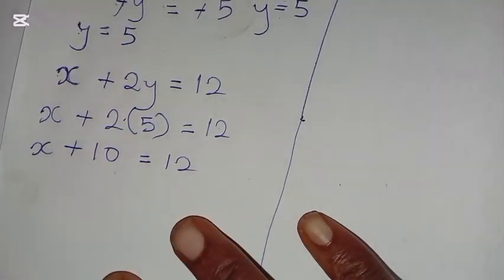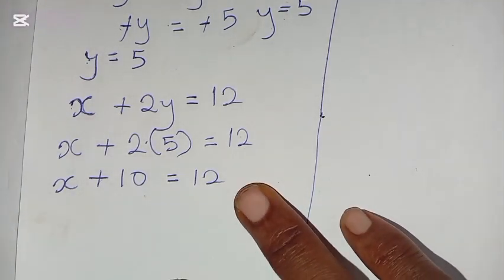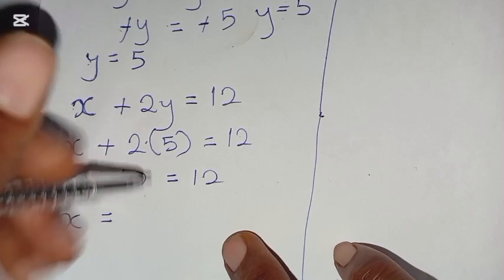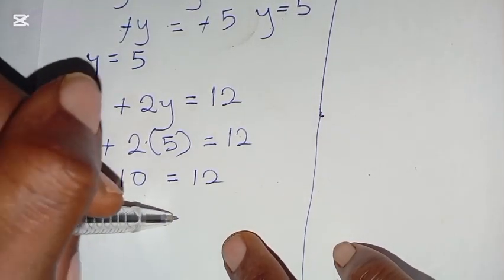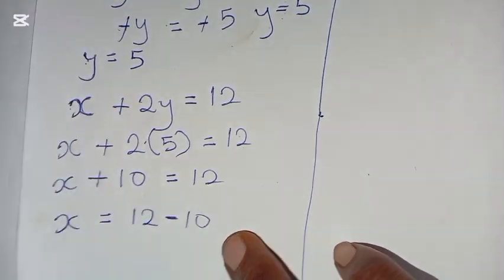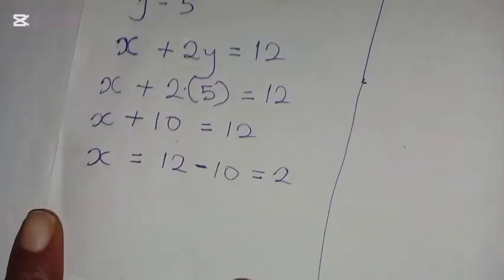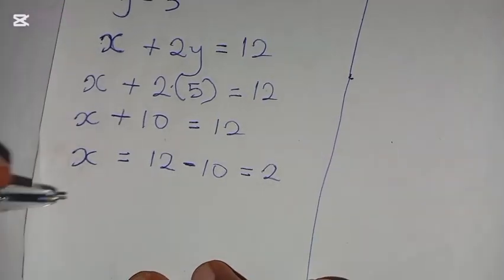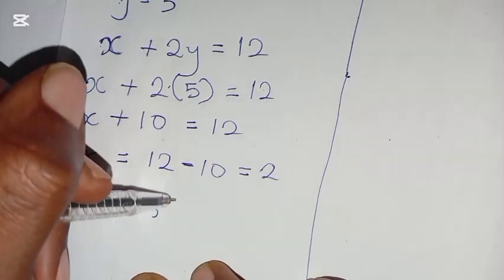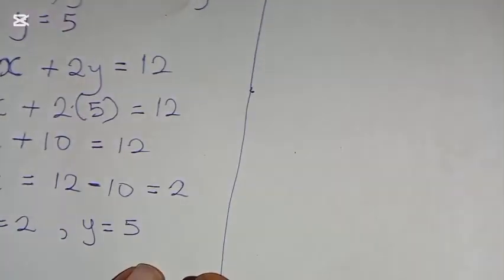So it's not that hard. Then what we're going to do now is we'll move 10 to the other side, so it subtracts from this 12. So x equals 12 minus 10. So now we know that 12 minus 10 equals 2. So our total answer for number 1 is x equals 2, y equals 5. So that's for our first question.